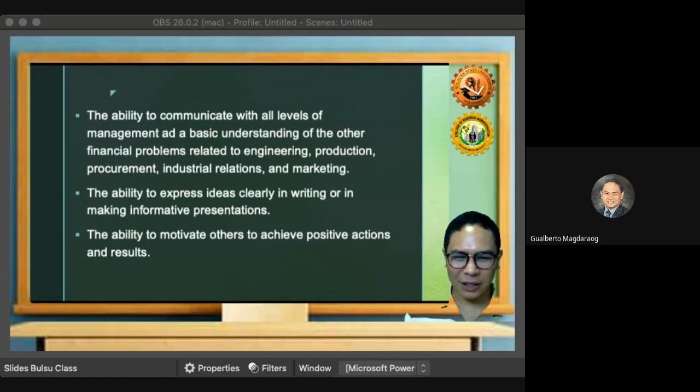Say, nag-practice ka, pinatawag ka ng BIR, and the BIR will ask you to explain. Kasi ang unang gagawin dyan, dialogue eh. Okay, mahirap. Hindi mo ma-express yung sarili mo. Kaya part yan ng training natin. You should learn how to express yourself. And then, ability to motivate others to achieve positive actions and result. Yan, no?